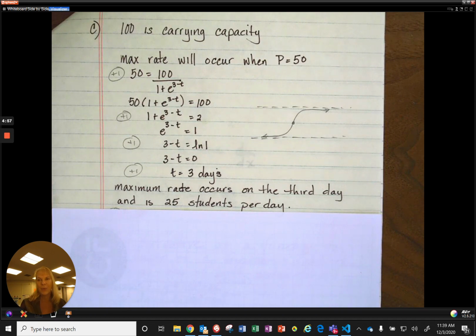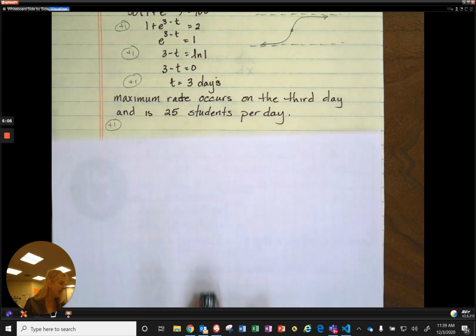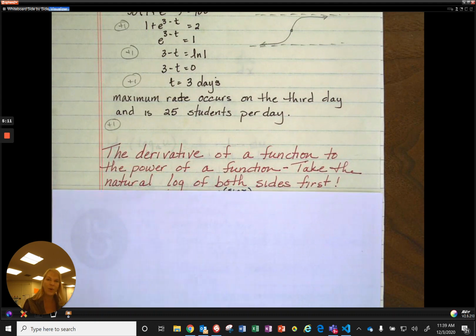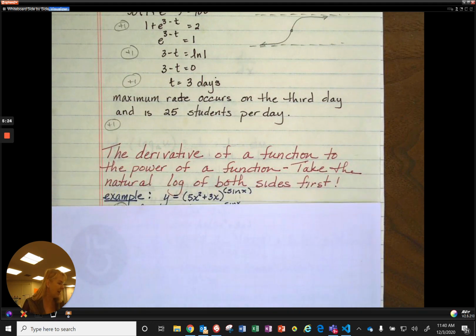Next question. A function to a function. Guaranteed test question. The derivative of a function to the power of a function, you're going to take the natural log of both sides first. Okay, here's the example. I'm going to give this to you. I want you to write this down and give it a try. Your example, y equals 5x squared plus 3x to the power of sine x. Go ahead, put me on pause, give it a shot.